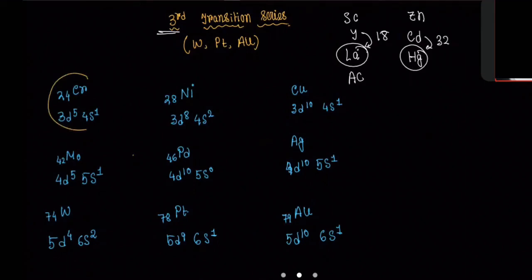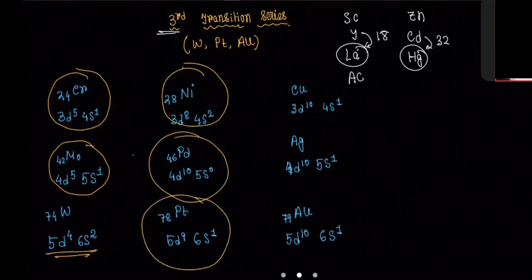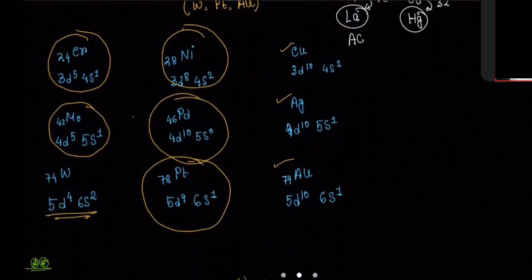Here as well, you can see chromium and molybdenum have the same old story. But for tungsten, they are completely new. This is 5d4 6s2. Over here as well, 3d8 4s2 and 4d10 5s0. But for platinum, it is 5d9 6s1. And copper remains just the same. For all three of them, copper remains just the same. So these are the special electronic configurations that you have to remember.